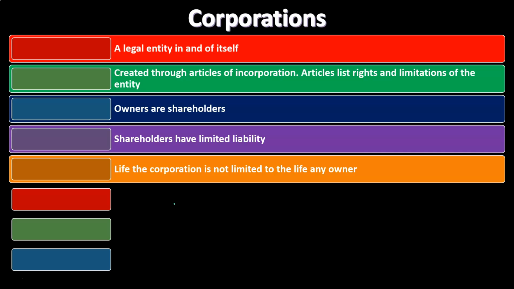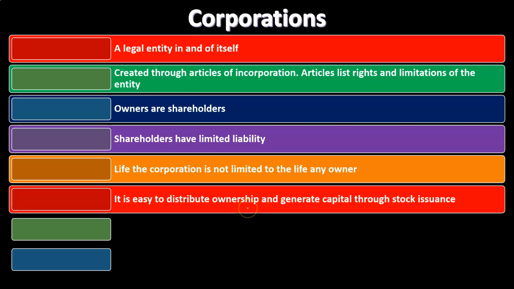The life of the corporation is not limited to the life of any owner. Unlike a sole proprietorship or partnership, which structurally reformats when an owner dies, the corporation can live past any owner. The corporation is its own separate legal entity, so it's been given rights like it's a living thing, and it issues the stocks. If the owner of the stocks dies, the stocks don't die. They just move on to wherever they go. They're just units of ownership, just like dollars. So it is easy to distribute ownership and generate capital through stock issuance.